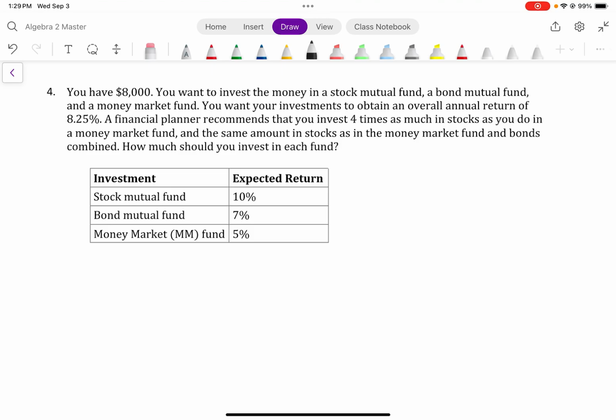There's a lot of different things going on here. So you have to first figure out what you're interacting with. So I'm going to have 3 separate things that I'm looking at. I'm going to have stock mutual fund, which I'm going to call X, bond mutual fund, which I'm going to have Y, and money market fund, which I'm going to have Z. So X, Y, and Z are how much money I'm going to put in each of those situations. If I were to add all of those up, I'm going to have $8,000. This is an equation that I'm not actually going to end up using, and I'll share why after I get all of my equations.